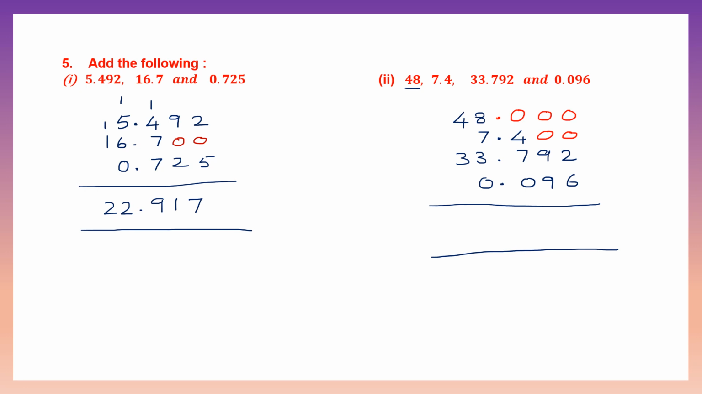Now let's do normal addition. 2 plus 6 is 8. 9 plus 9 is 18. Carry 1. 4 plus 1 is 5. 5 plus 7 is 12. Carry 1. 8 plus 1 is 9. 9 plus 7 is 16. 16 plus 3 is 19. Carry 1. 4 plus 1 is 5. 5 plus 3 is 8. So 89.288.